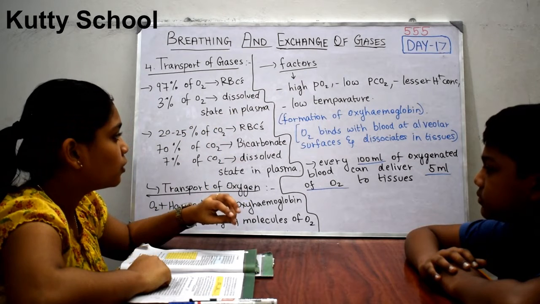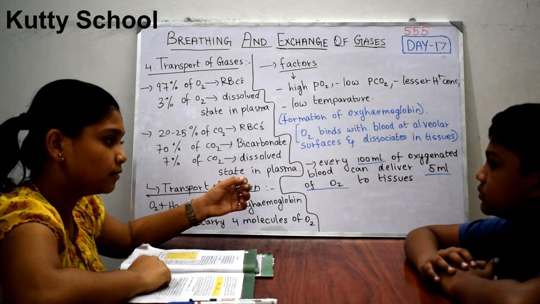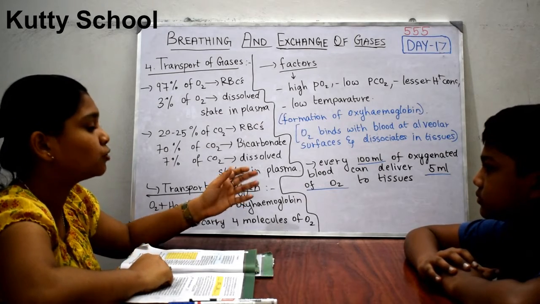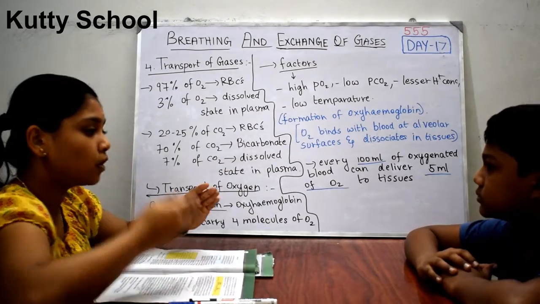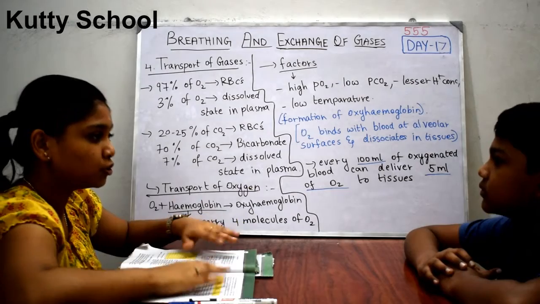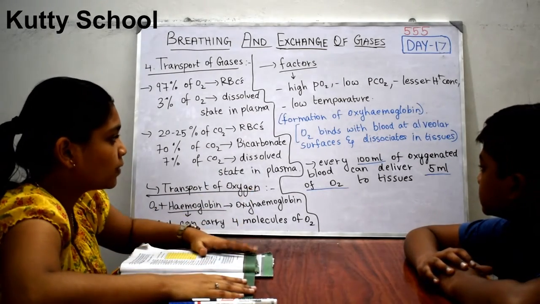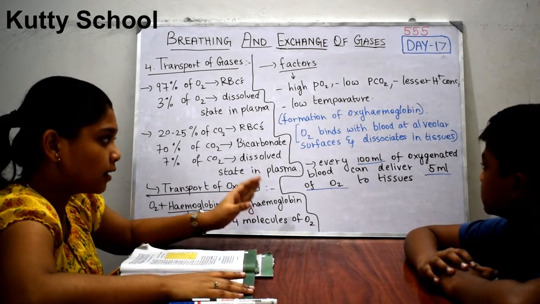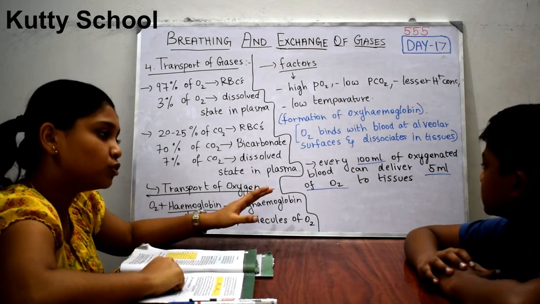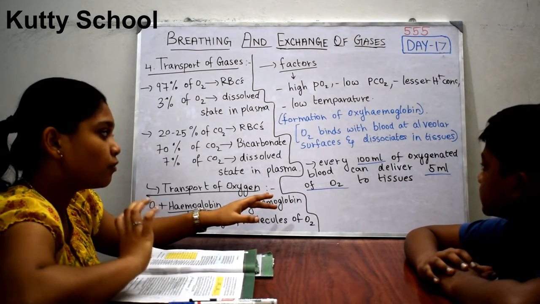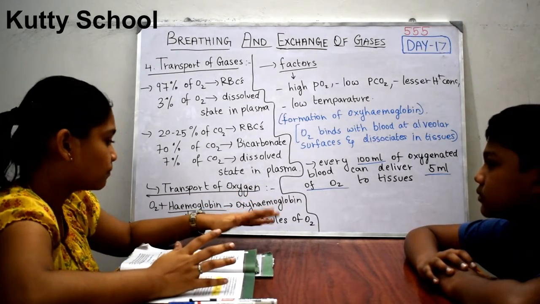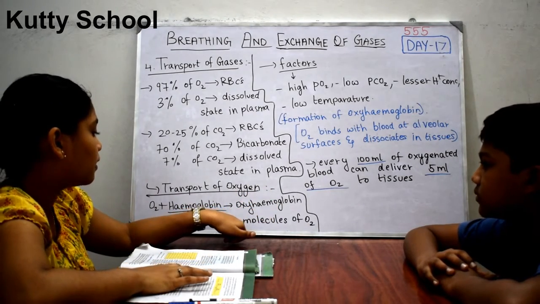So these are the factors for dissociation of oxyhemoglobin. Oxygen binds with hemoglobin in the alveolar surfaces and dissociates in tissues. Oxygen enters through the nasal chamber, diffuses into the blood and reaches the tissues. This is the pathway of oxygen. Every 100 ml of oxygenated blood can deliver 5 ml of oxygen to tissues, whereas one hemoglobin can carry 4 molecules of oxygen.